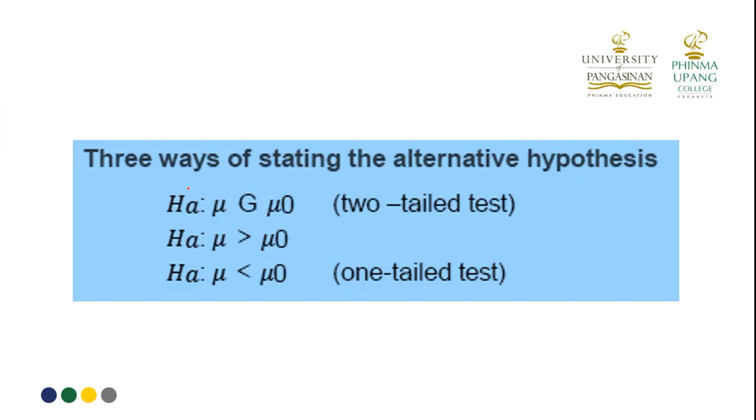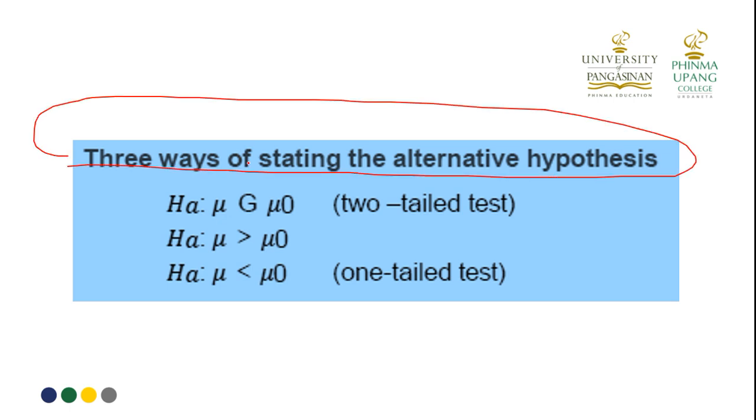Next, there's three ways of stating alternative hypothesis. The first one is two-tailed test. And the second one is one-tailed test. So, huwag kayong malilito ha. Ito lang yung ways niya kung paano natin masasabi na it could be a two-tailed or one-tailed test.